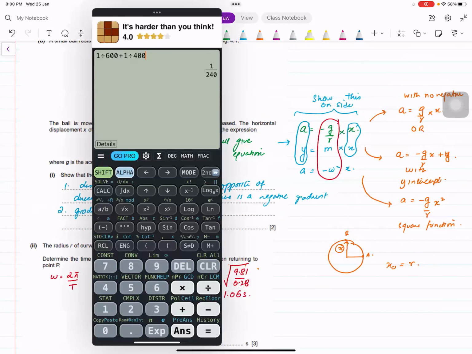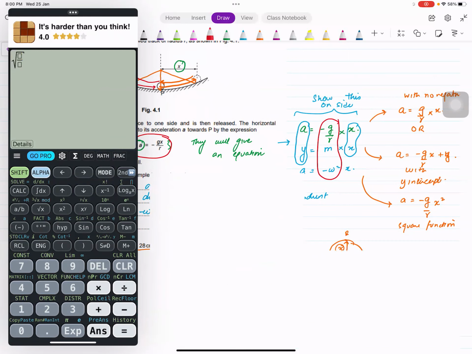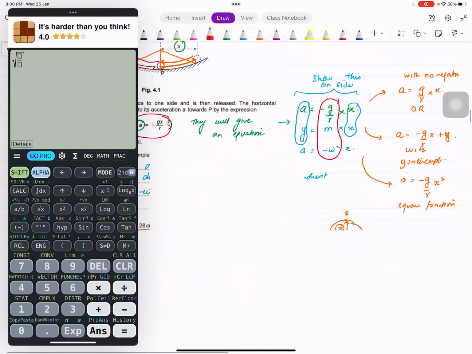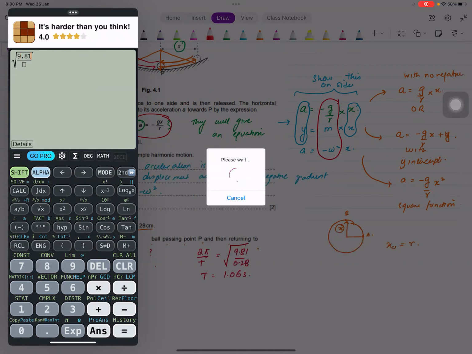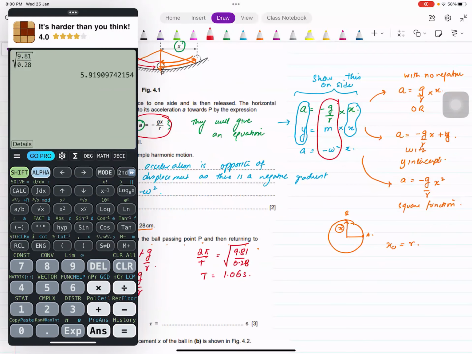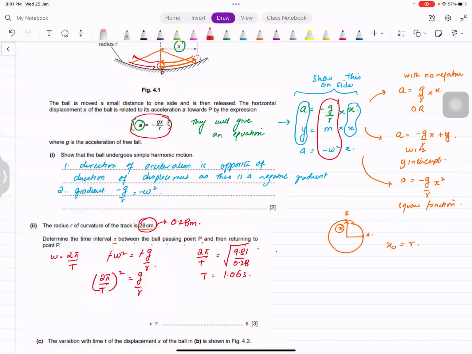It's confusing me. So, under root of, oh my goodness, where did it go? Come back, please. It is 9.81 divided by 0.20. No, 9.81 divided by 0.28. It's 28. Why 20? It's 28, Mokshit, so it should be 0.28 meters. That's why I'm getting the wrong answer. Okay. Sorry.